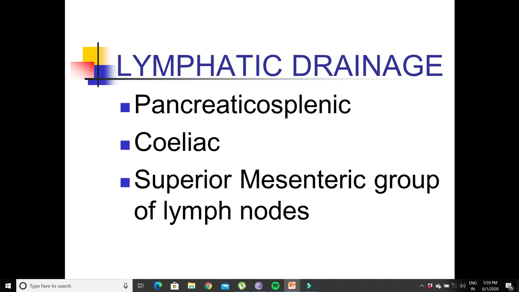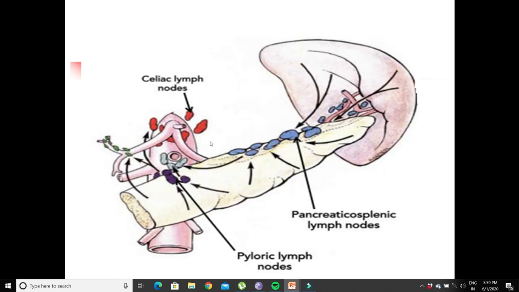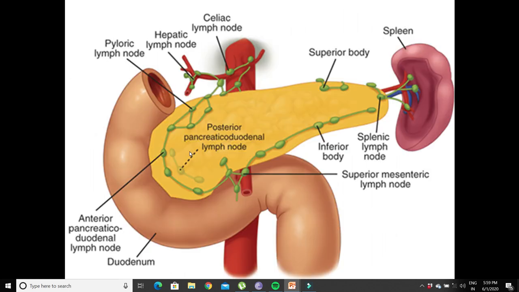Regarding the lymphatic drainage, pancreatico-splenic lymph nodes, celiac lymph nodes and superior mesenteric group of lymph nodes. These are lymph nodes which are scattered over the respective areas. Around the spleen and the pancreas are the pancreatico-splenic lymph nodes. Here are the celiac lymph nodes. You can also see the superior mesenteric lymph nodes. The lymph nodes you can see over here, they are scattered and they are responsible for the lymphatic drainage.